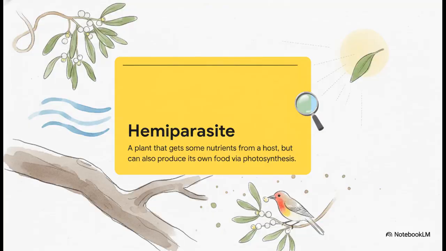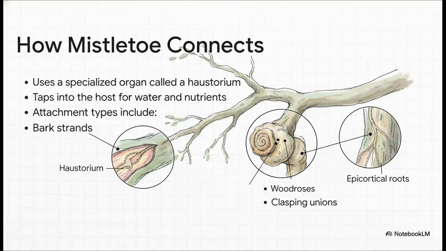Okay, here's our key word, hemiparasite. Hemi just means half. So unlike a full-on parasite, mistletoe isn't a total freeloader. See its green leaves? That means it can do photosynthesis. It makes its own energy from sunlight, just like most other plants. What it's really doing is tapping into the host tree mostly for water and minerals. It's working to support itself too. So how does it pull this off?